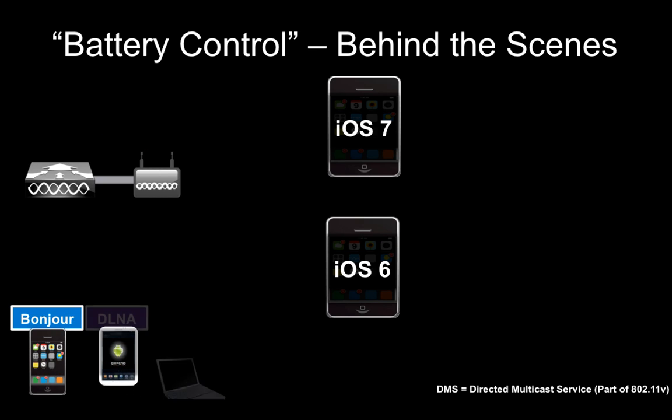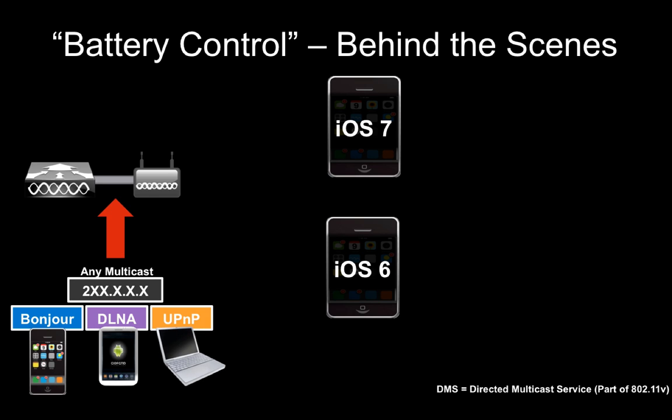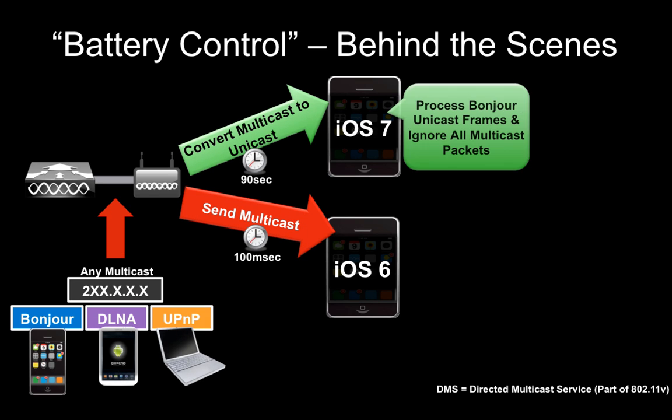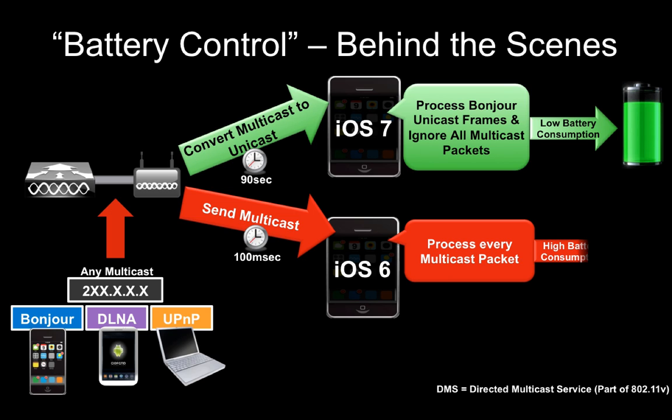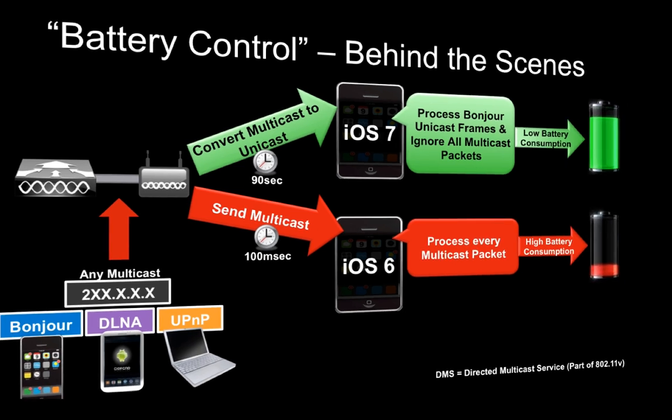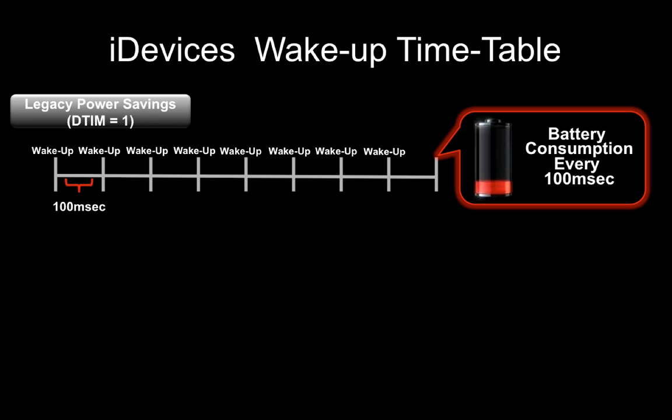On arrival of a multicast packet, our iOS 7 device will periodically wake up every 90 seconds and process only unicast Bonjour frames that are converted by the infrastructure. On the other hand, iOS 6 is forced to wake up every 100 milliseconds to process every multicast frame in the air. This results in higher battery consumption for an iOS 6 device when compared to an iOS 7 device with support of Cisco's battery control.